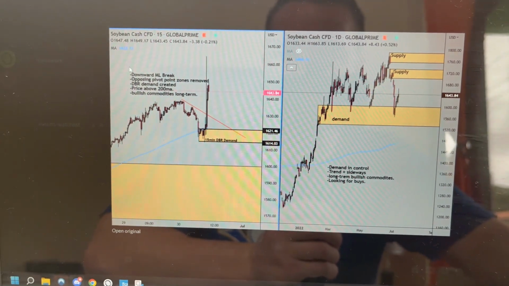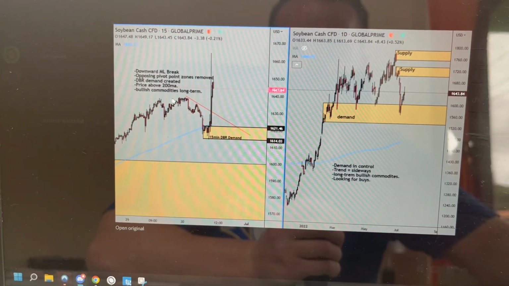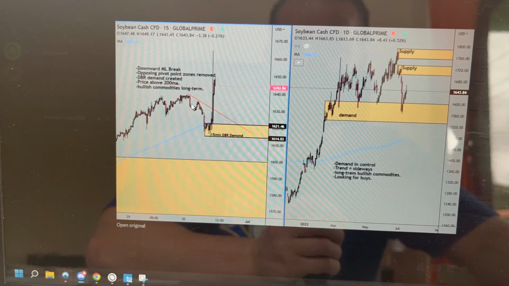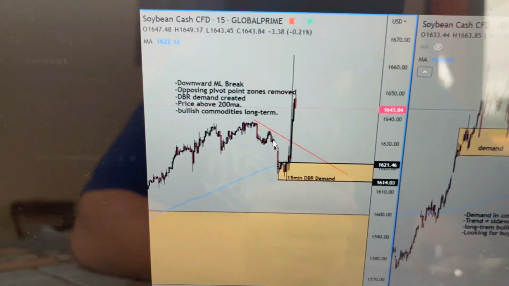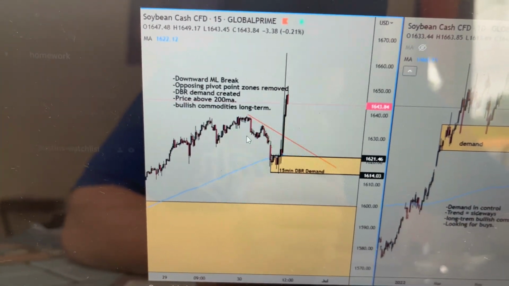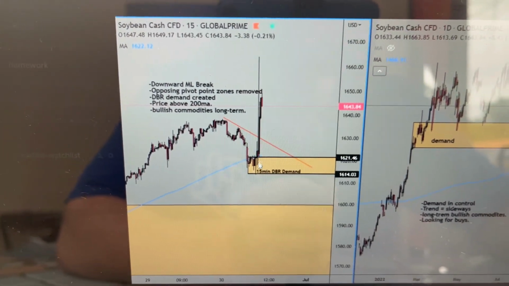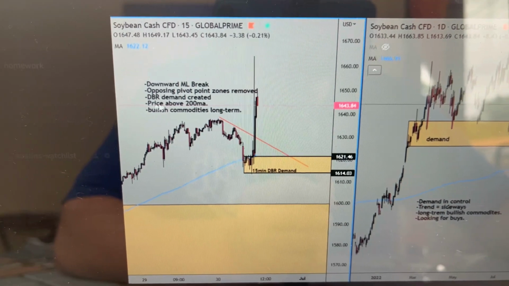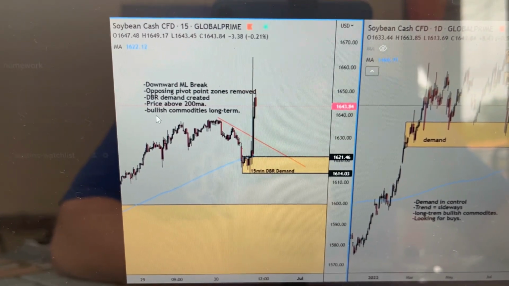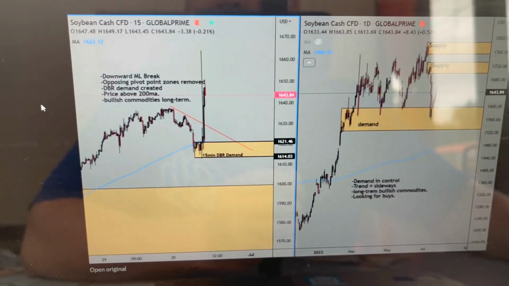And then I saw this break in soybeans, 15-minute downward trend, opposing zones being removed. You guys can see that, right? Very easy, you guys can get it. Lower low, lower high, very strong move to the upside right here. Okay. Price above the 200 moving average, bullish commodities long term. I really like this actually.